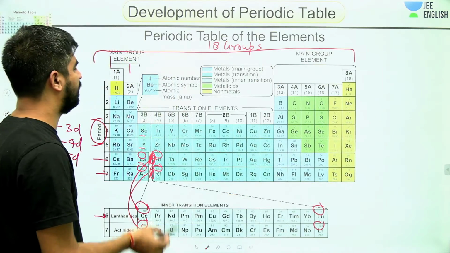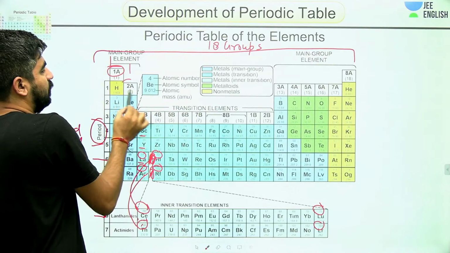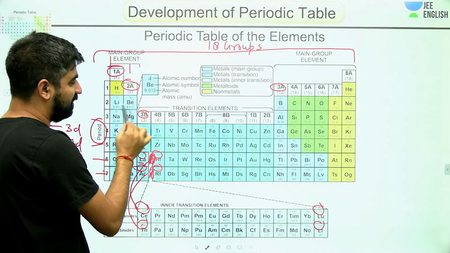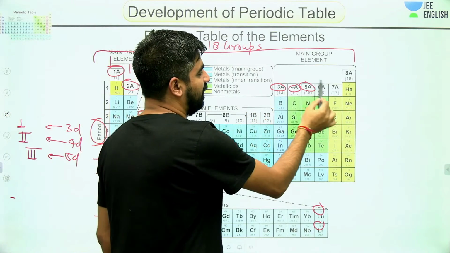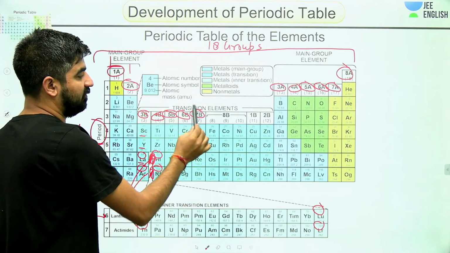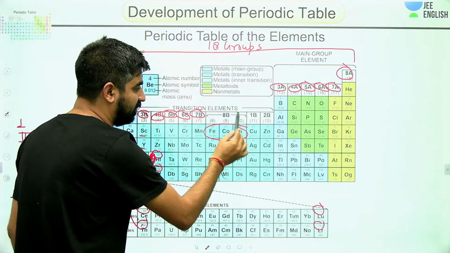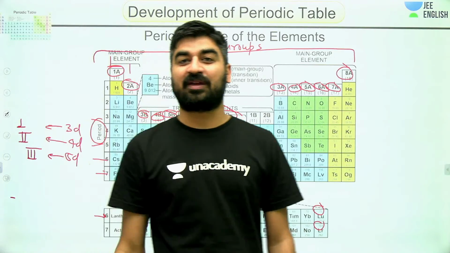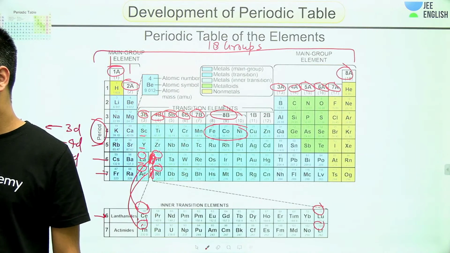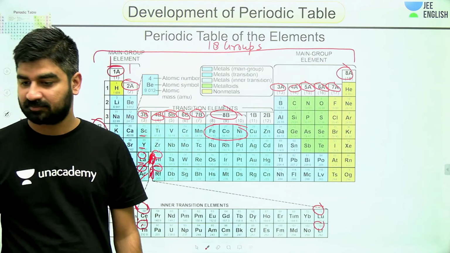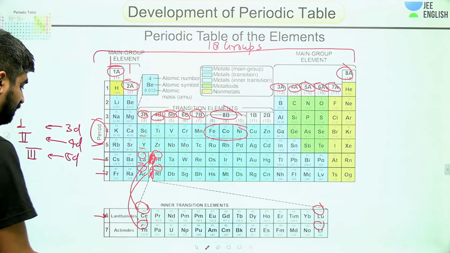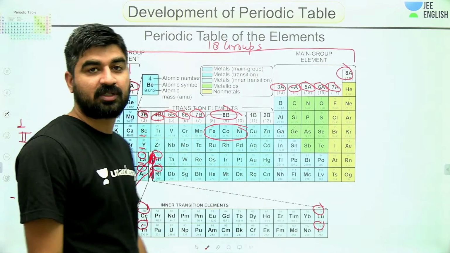However, in NCERT you will find nomenclature like 1A, 2A, 3A. Now what is this? This is 3B. Then we have 4A, 5A, 6A, 7A, 8A, 3B, 4B, 5B, 6B, 7B, and then we have 3 elements together, which we collectively call 8B. Very important point. Note it down. Remember each and every point about this table.